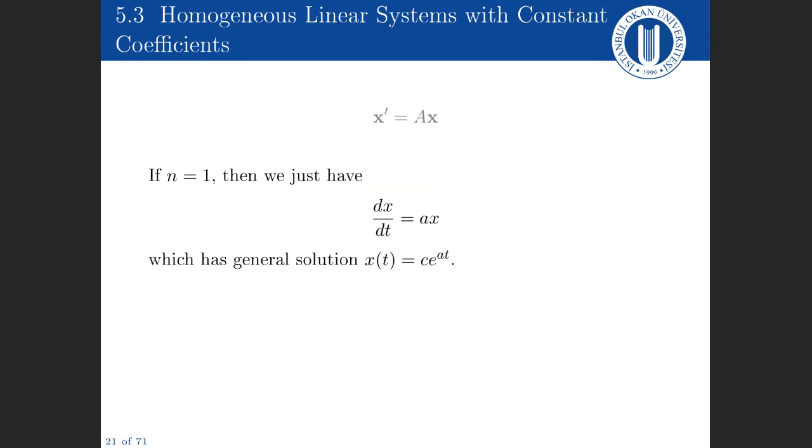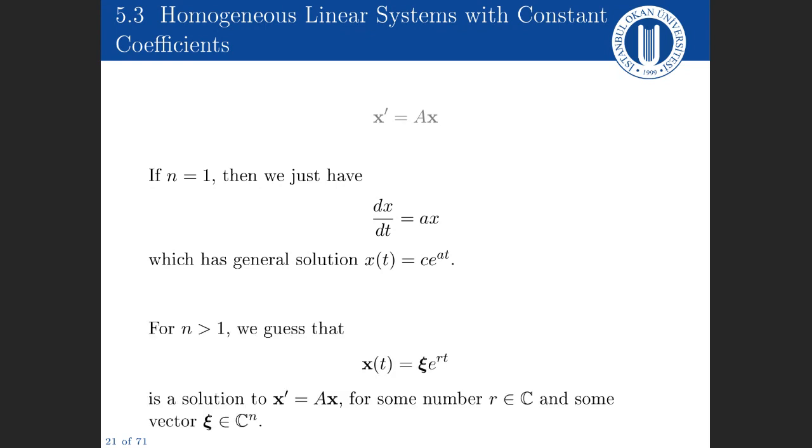If n is equal to 1, then we just have one first order linear equation with one variable. In other words, we have something like dx/dt is equal to ax. And we know how to solve this. We know the solution to this equation is c e to the power at. That's a number multiplied by an exponential function. Maybe it's always something multiplied by an exponential function.